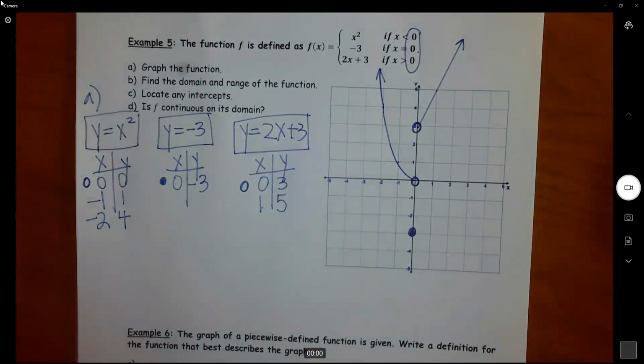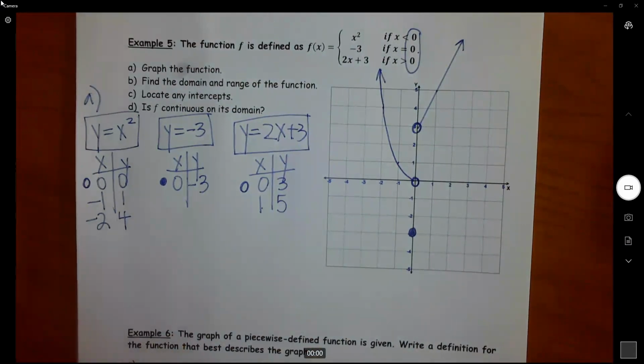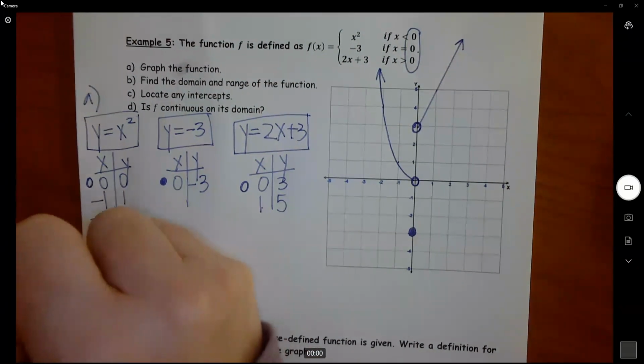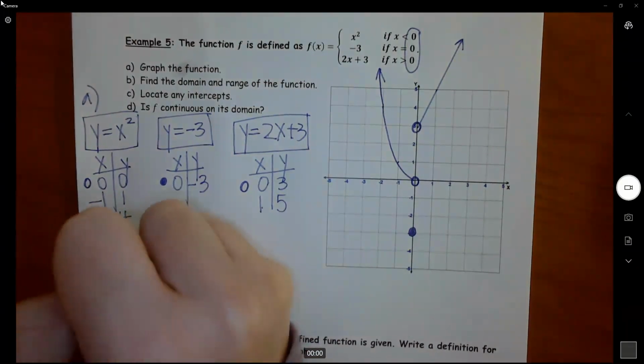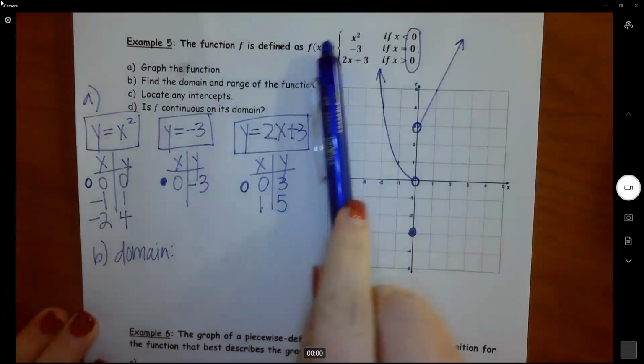So hopefully you paused that and you got that right. If you did not, figure out what went wrong where. My suspicion is possibly these right here. So B and C, we need to find the domain, the range, and the intercepts. So on B, the domain, going from left to right, the first thing I hit is an arrow.